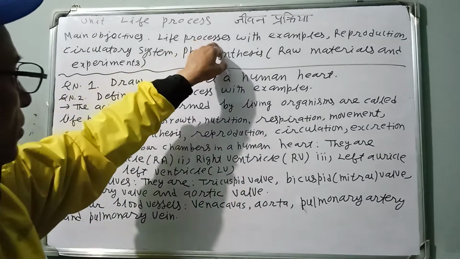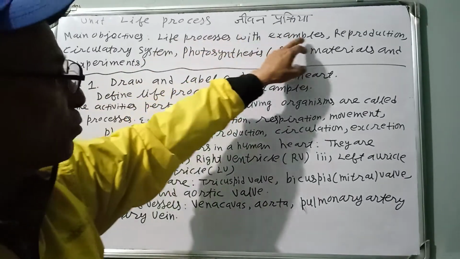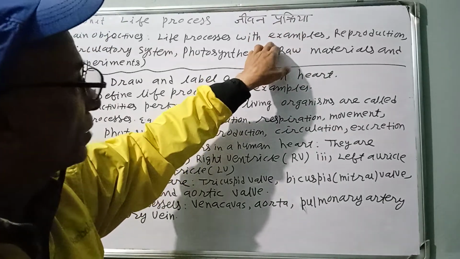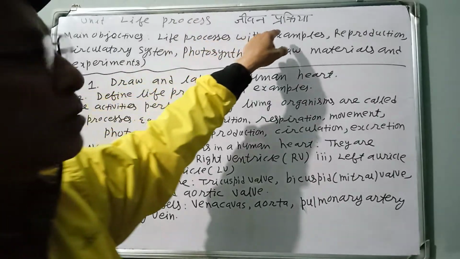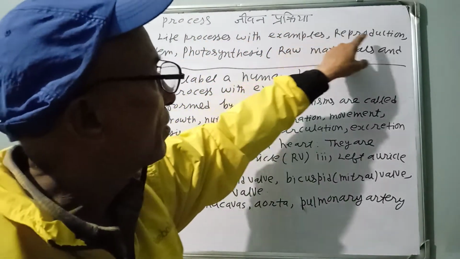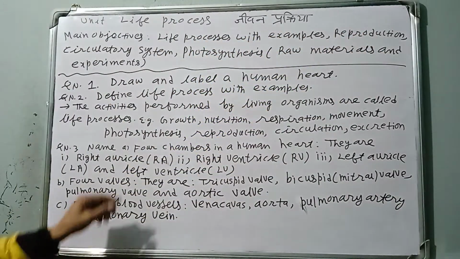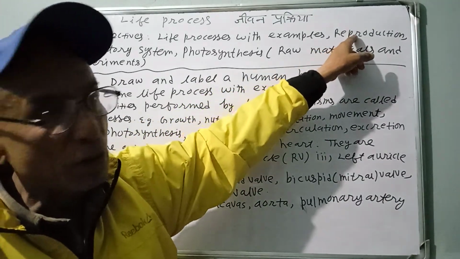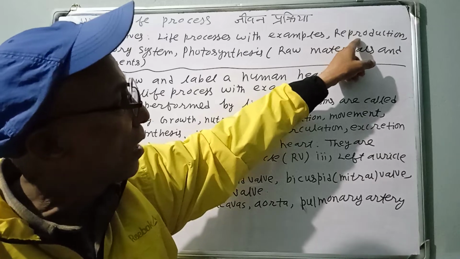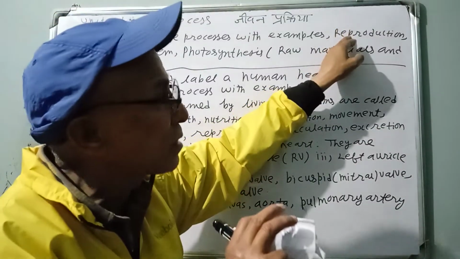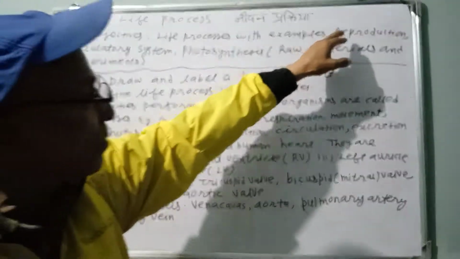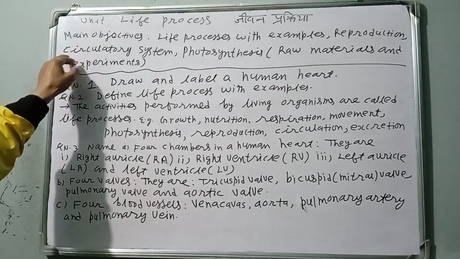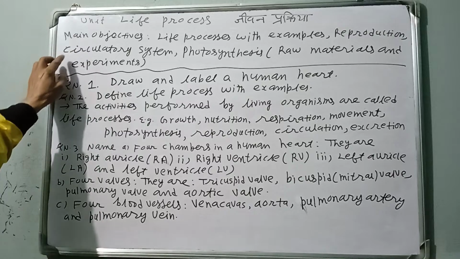Number one, life processes with examples. What do you mean by life process? Are they important? Yes, they are very important to sustain our life. Reproduction. What is reproduction? How many types of reproduction are there? Sexual reproduction, asexual reproduction, how they occur, what are the differences, what are the advantages of sexual reproduction, what are the disadvantages of sexual reproduction, etc.